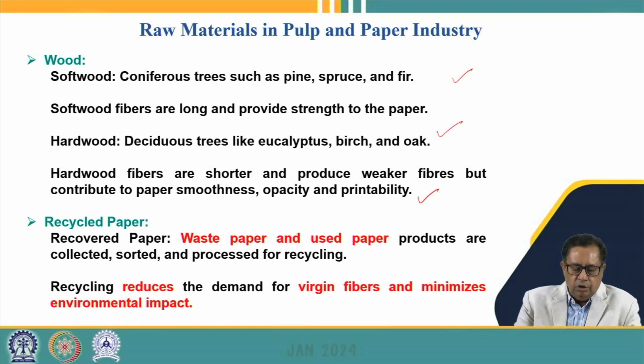We can also use recycled paper as a raw material. For example, waste paper and used paper can be collected, sorted, and processed for recycling. This will reduce the demand for virgin fibers, and it will also minimize the environmental impact, in the sense that it will lead to lower deforestation due to the demand of the pulp and paper industry.